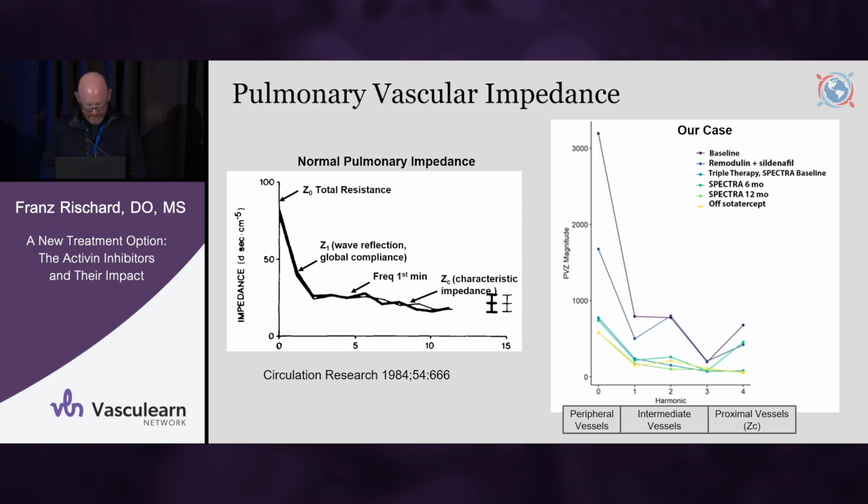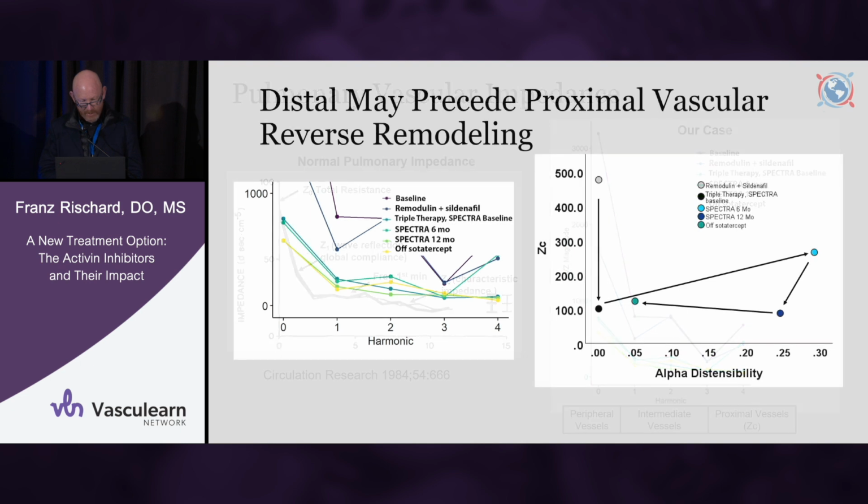You can see in the patient's impedance spectrum that there's a dramatic drop in the total PVR with a still much higher pulsatile load, which has declined even further as the patient's placed on sotatercept. And if we blow this up here to the sotatercept group, we can see that by 12 months, the patient's pulsatile loading has improved, whereas by 6 months, it really has not relative to the other time points.